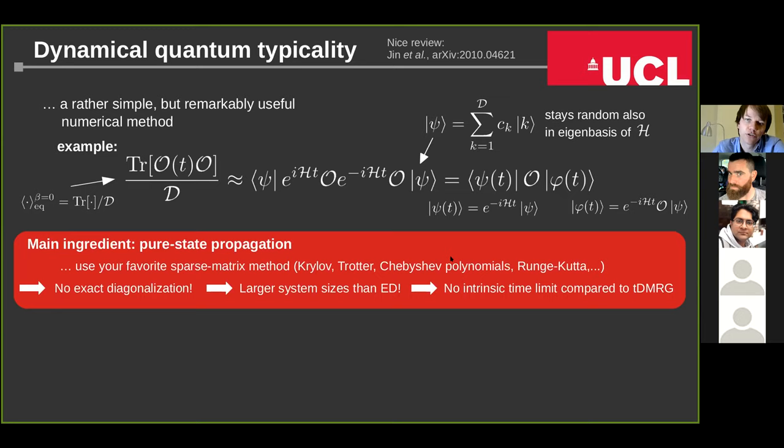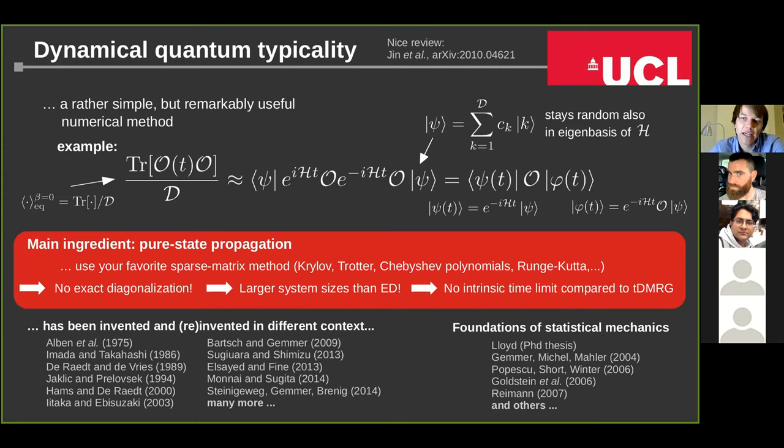But of course, I will later show you some system sizes that you can reach with typicality. Those will definitely be smaller than with TDMRG, but there might still be some intermediate window where you have comparatively large system sizes and you can also go to comparatively long times. And this can give you some advantage compared to other methods. Okay, so this is basically the main idea of dynamical quantum typicality.